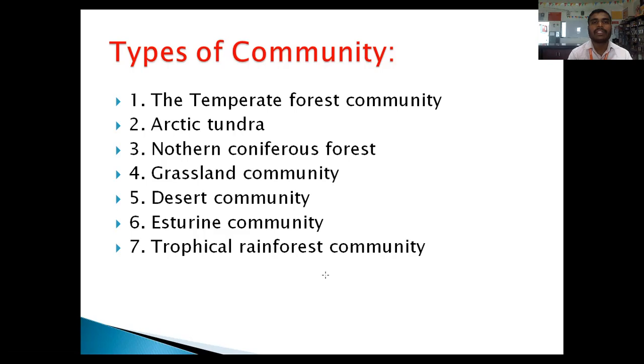The vegetation is underlain by a spongy mass of undecomposed dead vegetation. Here, the bacterial action is slow due to low temperature, as this area is covered with snow, and the temperature is very low, and the substrate is often permanently frozen. That condition is called permafrost. Okay, in this way, it is the Arctic tundra, the second type of biotic community.